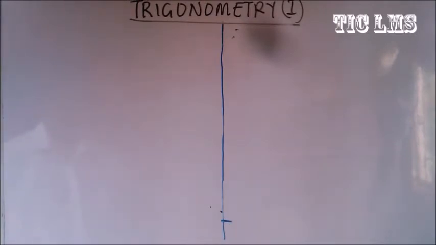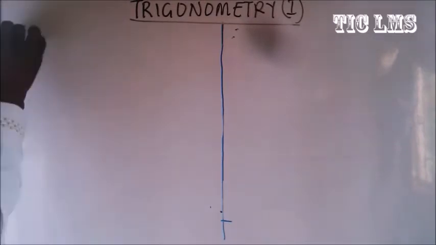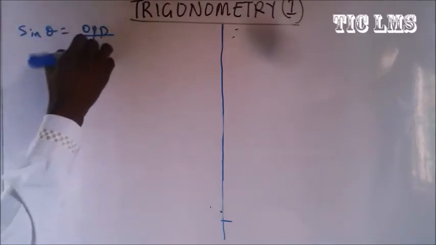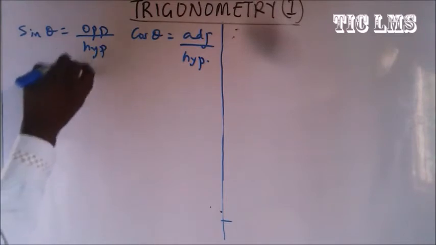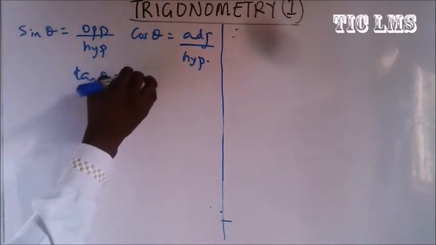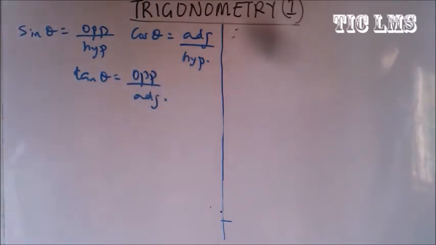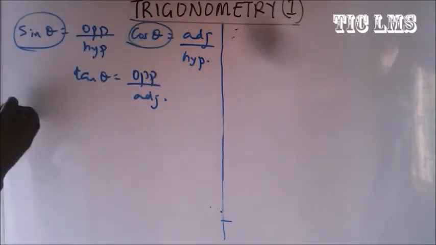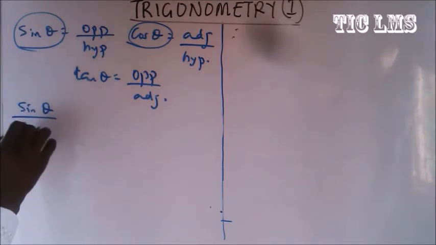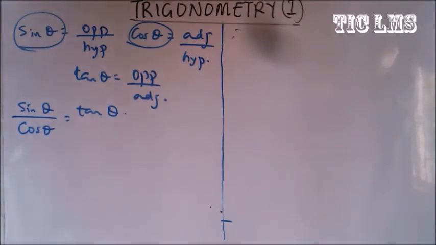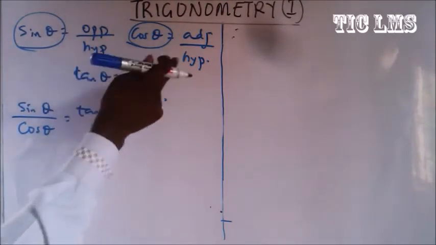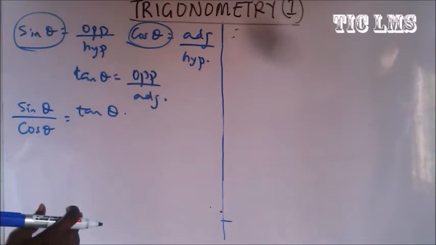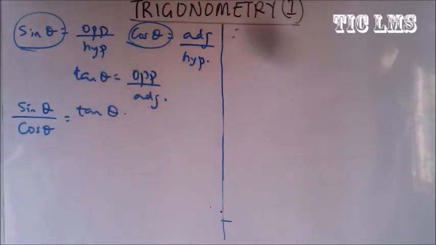In Pythagorean identities, it's a manipulation of the sine and the cos. We know that sine theta equals opposite over hypotenuse, and cos theta equals adjacent over hypotenuse. Then we have tan theta equal to opposite over adjacent. It is possible for us to combine sine theta and cos theta, and so we have that sine theta over cos theta equals tan theta. This can be proven if we use opposite over hypotenuse divided by adjacent over hypotenuse. We'll end up having opposite over adjacent, which is tan theta.